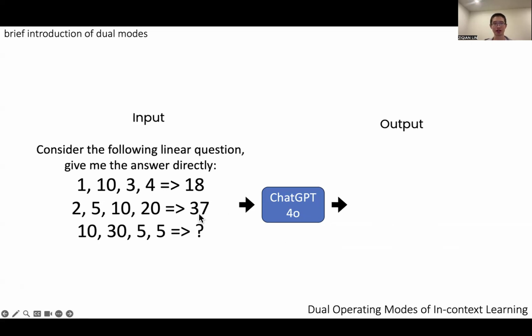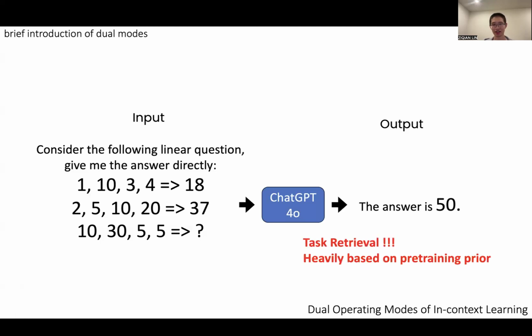Let's see another task. We only have 2 equations here, and we still ask ChatGPT the same question. In this case, ChatGPT will still give us the answer 50. So the question is, we only have 2 equations, but we have 4 coefficients. So the question is ill-defined. So I name this task retrieval, because the answer is heavily based on the pre-training prior.